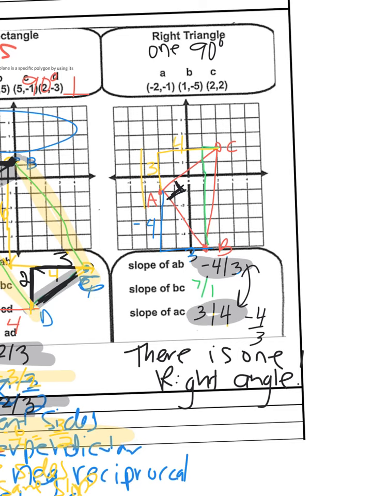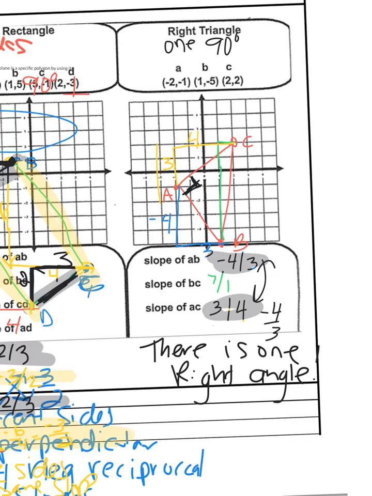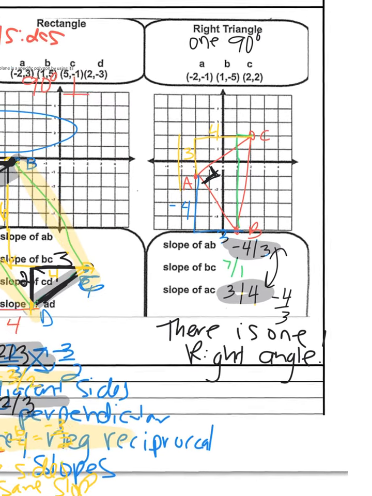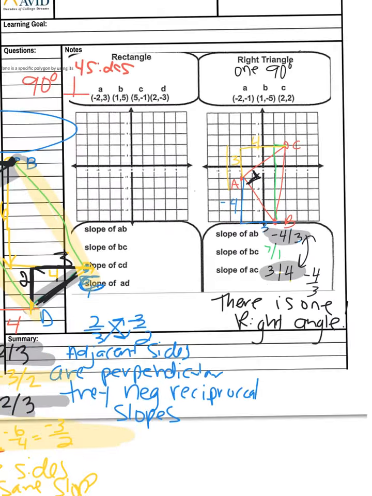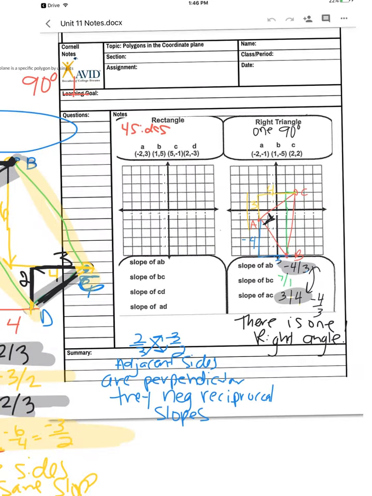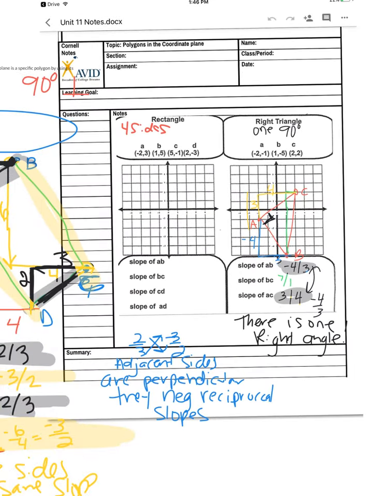All right, so for your questions and your summaries, you can write the process we went through: plotting the points, finding the slopes of each side, and then seeing if it meets the requirements of that shape. If you don't know what the requirements are for each shape, you can use the reference sheet that you're given in class, or you can also just Google. If you want to know what a square is, you can Google what that shape is so you know what you're looking for.